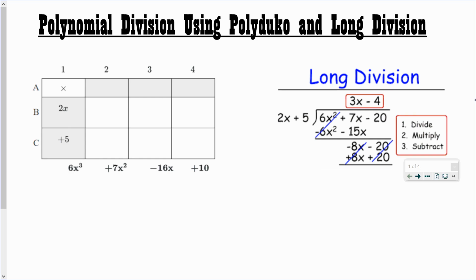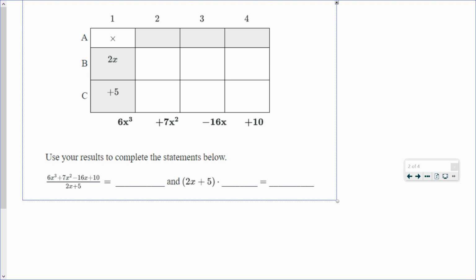Okay, today we'll be talking about polynomial division using Polyduko and long division. Polyduko is just a game using our generic rectangles that we did before, so that we can actually factor higher degree polynomials. Now, long division is also an option for that, and I'll show both. But I know the book will have you go through some Polydukos, and we're not really too particular on which one you use.